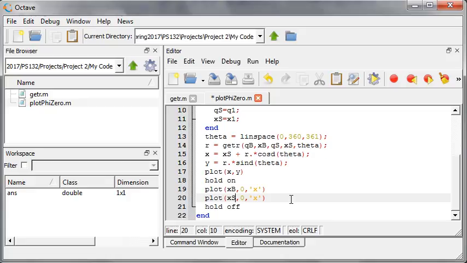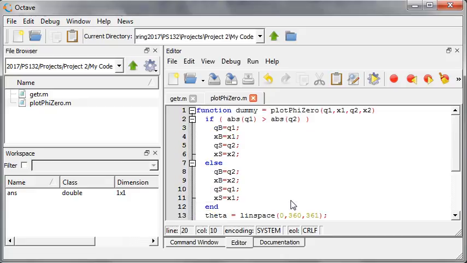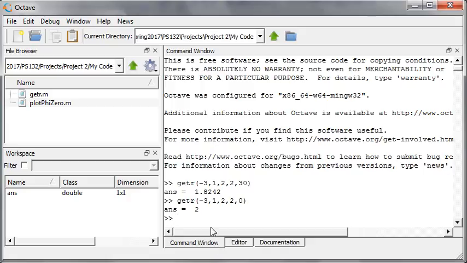And let's see what that looks like. Control S. Well, let's see if it runs even. I'm going to try copying this. Control C, and then I'll go to the command window, do a Control V, and I want to edit this.